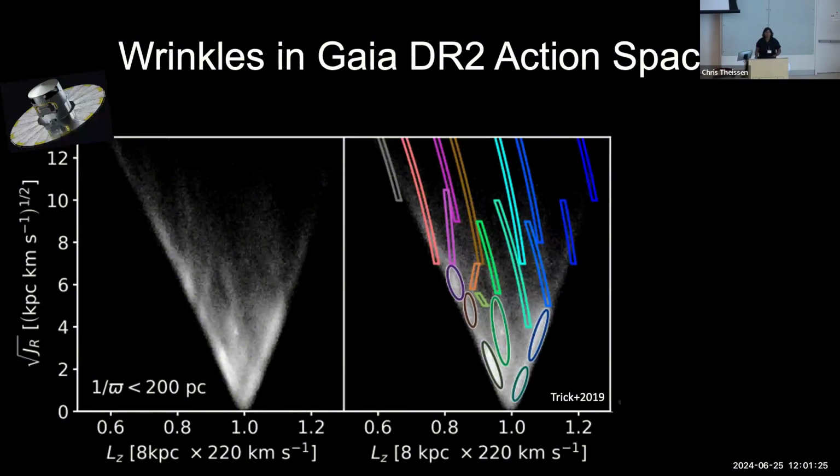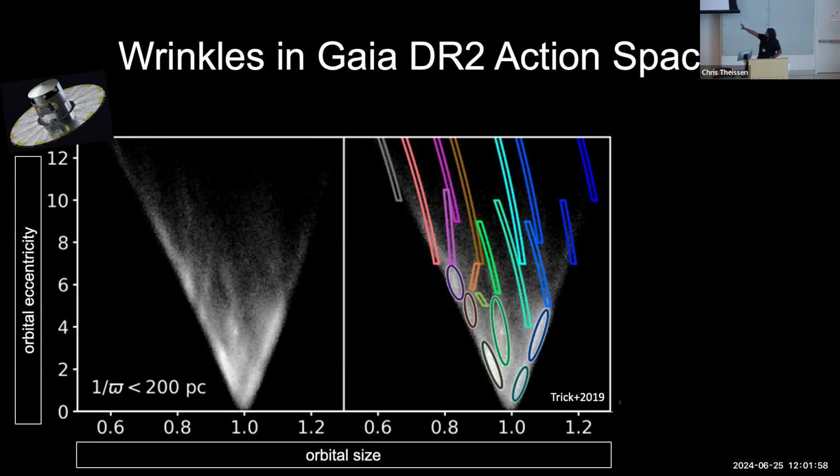So this collaboration really came together as a result of this plot that Wilma Trick published back in 2019. She took about 3.5 million stars from Gaia DR2, calculated their actions, and then presented them as such. What you see here are stars as a function of their angular momentum in the z direction on the x-axis versus the square root of their radial action on the y-axis. What these action coordinates more intuitively map to are essentially the orbital size the star has as it moves about the Milky Way versus the eccentricity of that orbit.